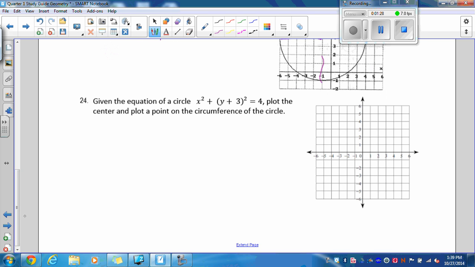Okay, in 24, we have this equation. Now looking at this equation, I can see that the center should be at 0, -3. And I can see that the radius should be 2, the square root of 4. And don't forget, this one's always the opposite of what you see there for h and k. It didn't look that way because of the 0. So I'm going to graph 0, -3. 0, -3 is down here.